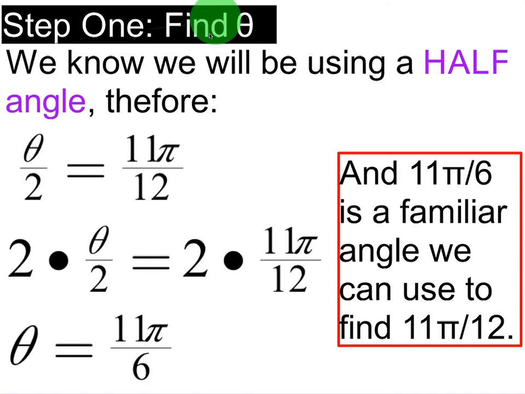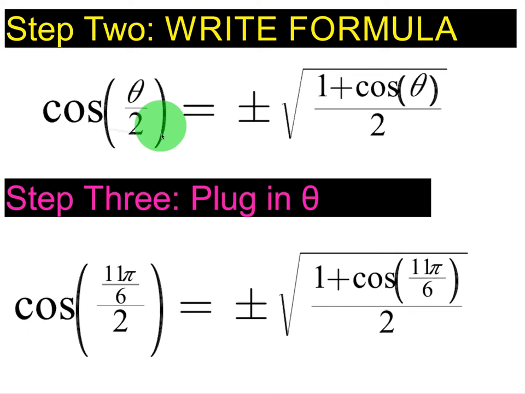Step 1, we want to find theta, which I basically just did. Now, if you can't remember how to find theta, just double the angle you're trying to solve for, and you will get 11 pi over 6. And 11 pi over 6 is a familiar angle we can use to find 11 pi over 12. Step 2 is to write out the formula. So we're trying to figure out cosine, so we're going to use the cosine half angle formula. Cosine of theta over 2 is equal to plus or minus the square root of 1 plus cosine theta over 2. Step 3 is to plug in theta.